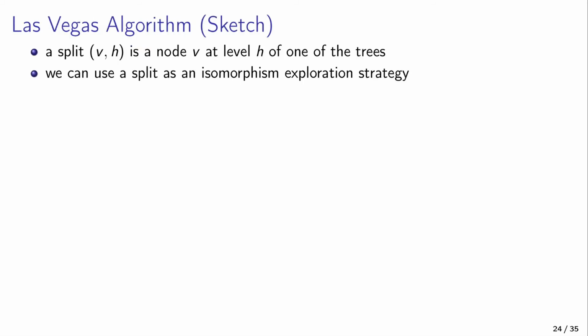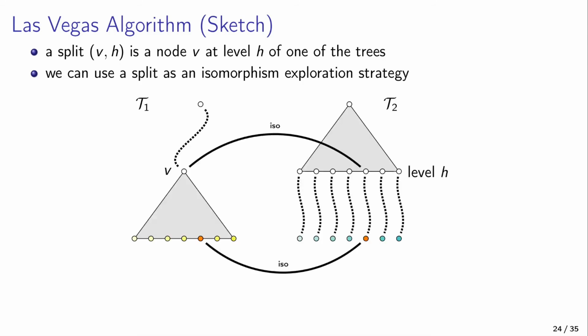The algorithm is based on the notion of a split, which consists of a node v at a certain level h of one of the trees. We can solve isomorphism exploration based on such a split. The idea is that in the first tree, we explore one node v at level h and the entire subtree that is below v. In the other tree, we explore the entire subtree up until h, and then for each node at level h, we go down to one leaf node.